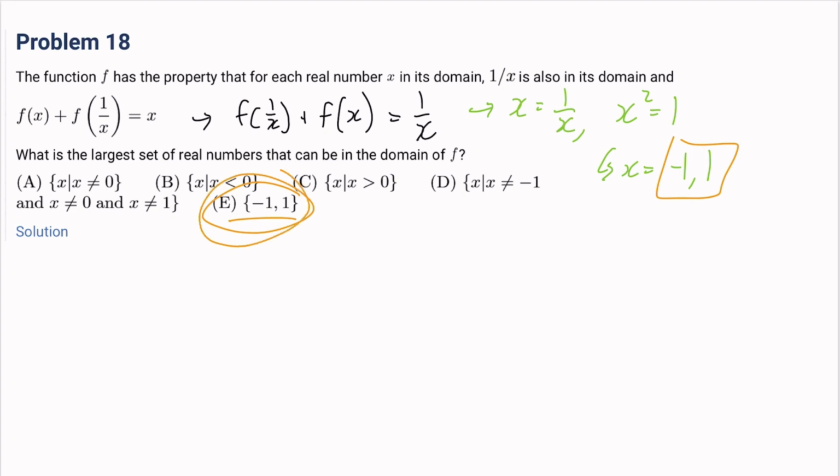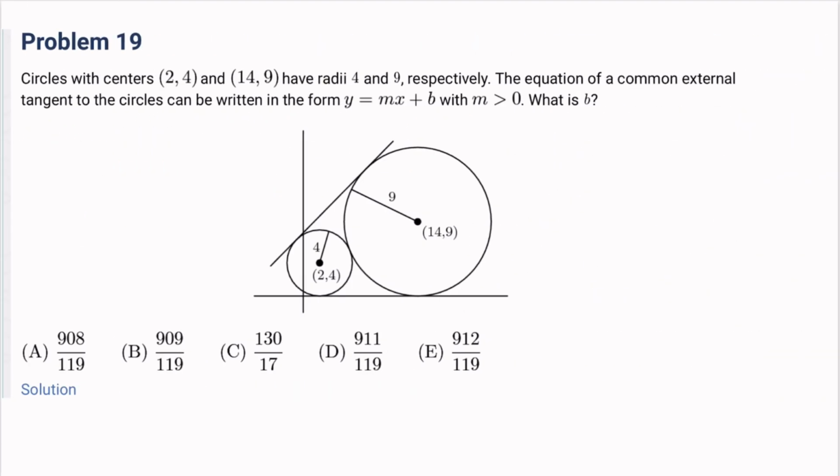That's E. Number 19. Circles with centers (2, 4) and (14, 9) have radii 4 and 9 respectively. The equation of a common external tangent to the circles can be written in the form y equals mx plus b with m greater than 0. What is b? If we first make some lines here, then that's just all going to be something like this. I've just done it all together.